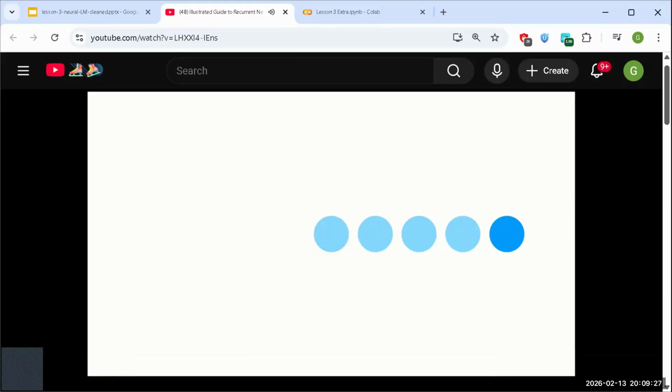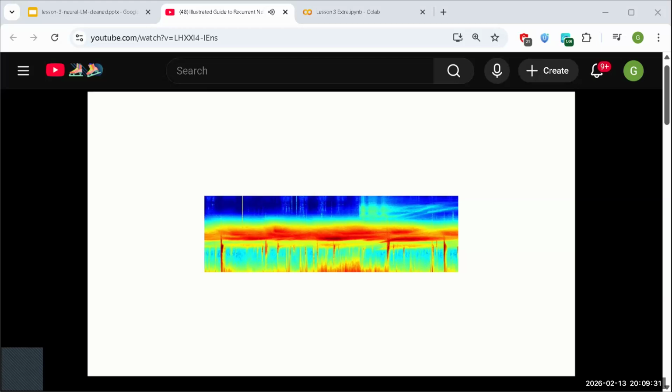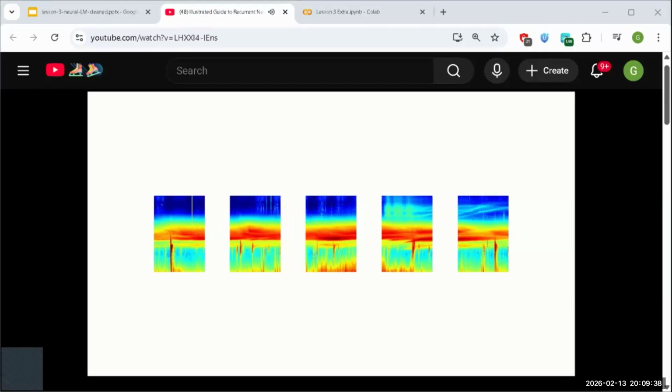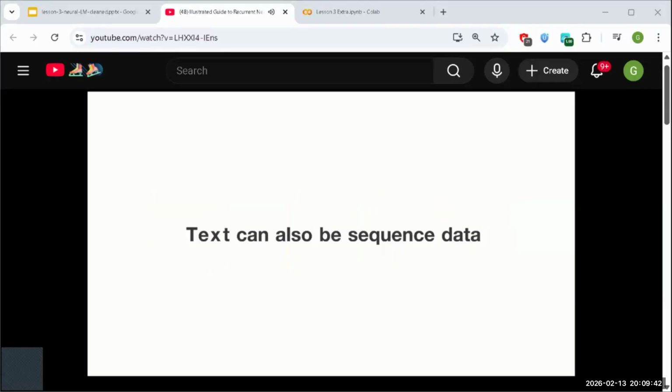With this information, you can now see that the ball is moving to the right. Sequence data comes in many forms. Audio is a natural sequence. You can chop up an audio spectrogram into chunks and feed that into RNNs. Text is another form of sequences. You can break text up into a sequence of characters or sequence of words.